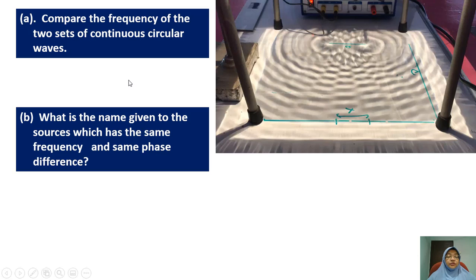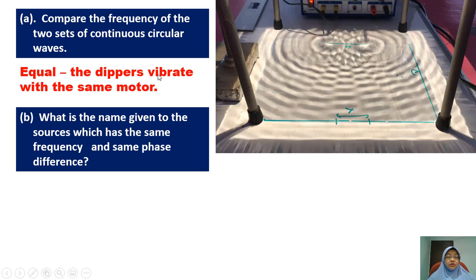Now, the first question: compare the frequency of the two sets of continuous circular waves. You should have the same frequency because the dippers vibrate with the same motor. What is the name given to the source which has the same frequency and same phase difference? This is known as two coherent sources.